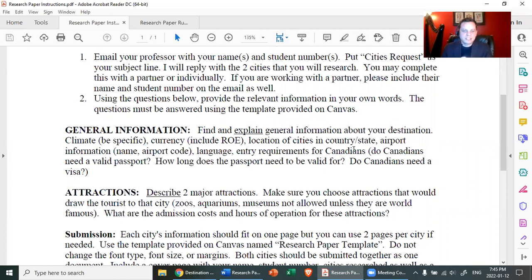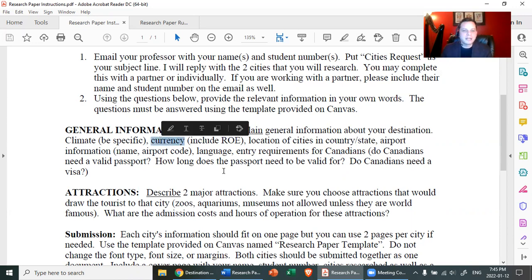General information about your destination. So climate, be specific. If you are researching Aruba, don't just write it's hot. Tell me high season in Aruba is during this part of the year. Maybe scuba diving brings people to Aruba. So maybe you can tell me high season for diving is during this month or something like that.